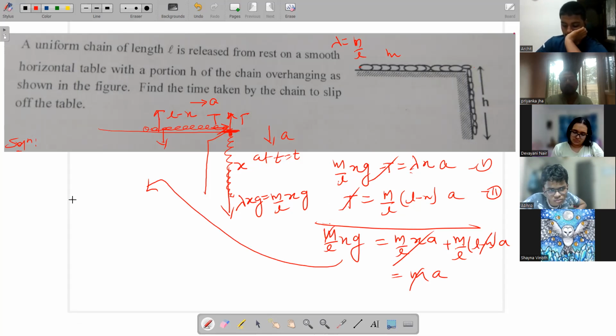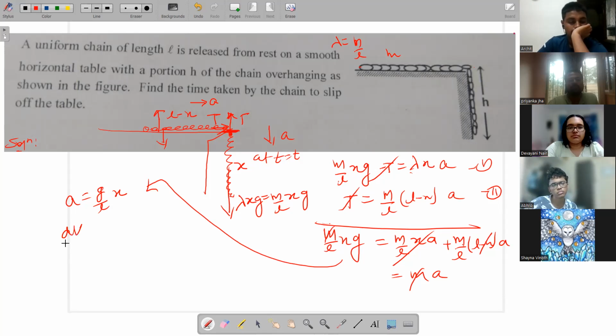And from here you can say that a is g by L into x. Now a can be written as, because you have to find time, na? So just do this like dv upon dt. A is dv upon dt, rate of change of velocity.